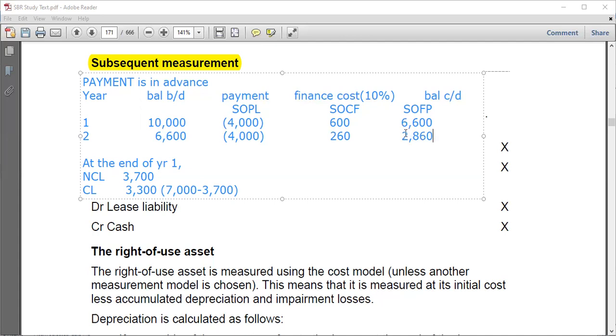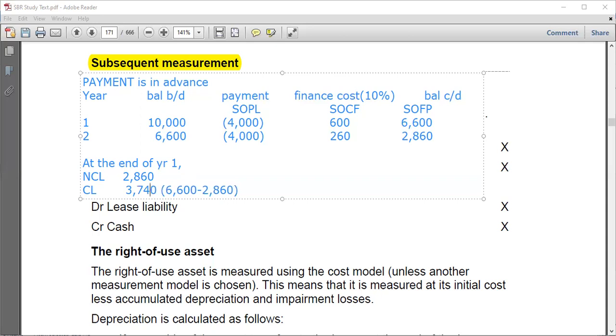That means some part of the liability will have been extinguished in 1 year's time, and that should be the current component. So 2,860 should be the non-current liability, right? While the remaining balance should be the current liability, which is the difference between the total figure, 6,600, minus the non-current figure, 2,860. So you just take the difference and arrive at the result, which is 3,740, just like that. So that would be the situation.